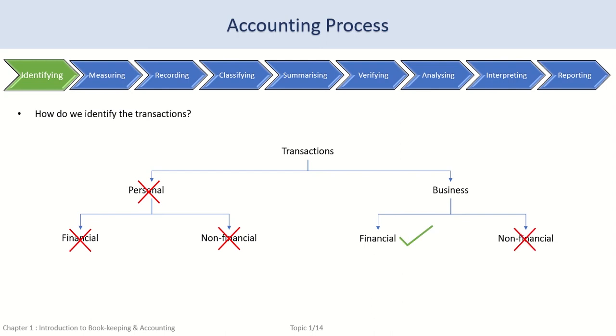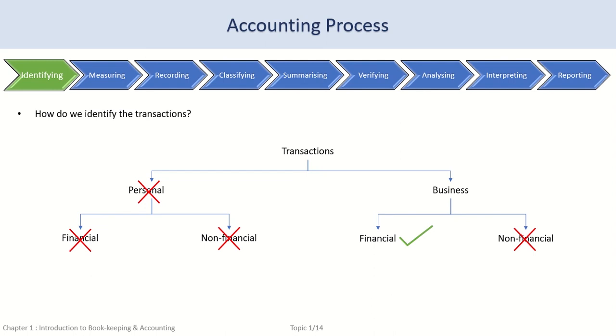The books of accounts are always maintained for the business and not for an individual. To summarize, in accounting, when we refer to financial transactions, we refer to financial transactions related to the business only and ignore all other transactions. We'll learn how to recognize financial transactions in topic 7.